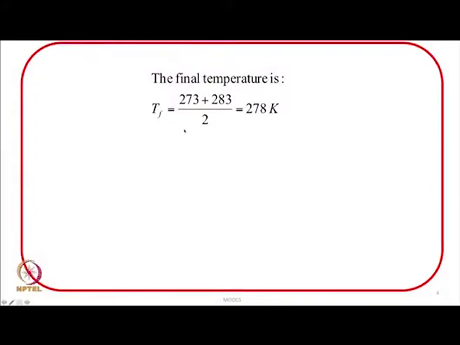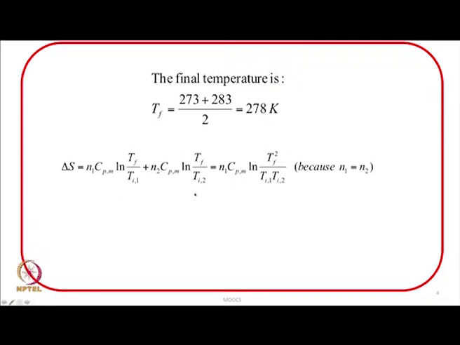So, when these two further mix, the final temperature, by the same arguments that we just discussed, because the number of moles are the same, is going to be the average of the two, which is 0 plus 10 degree Celsius divided by 2, or 278 Kelvin, which is 5 degree Celsius. Therefore, now I can easily calculate the entropy change associated with 200 gram of water which was at 0 degree centigrade and reaching 278 Kelvin, and 200 gram of water which was at 10 degree Celsius and is now reaching 5 degree Celsius.